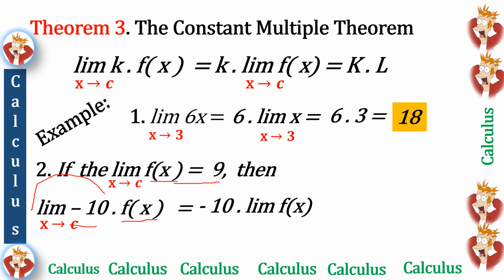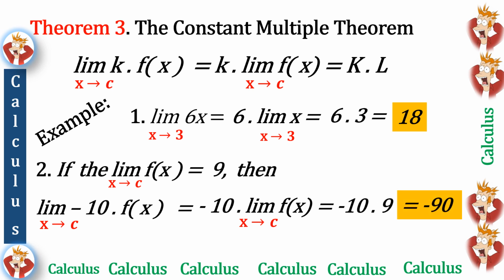So, si negative 10 ay napunta na po dito sa likod ng limit. Then, yung f of x natin, papalitan natin ng 9. Kasi po, yun po yung kanyang value. And therefore, negative 10 times 9, you have negative 90. That's your final answer.